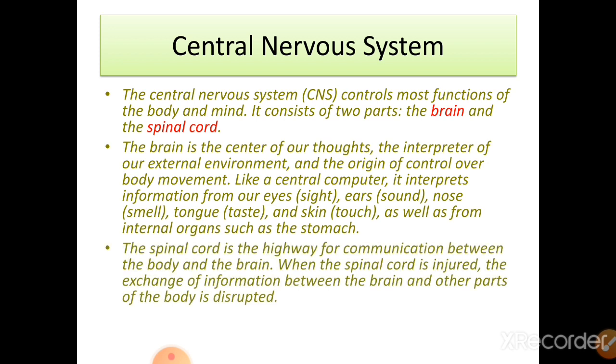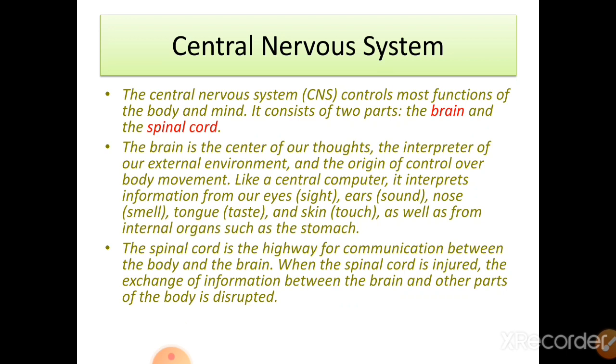The spinal cord is the highway for communication between the body and the brain. When the spinal cord is injured, the exchange of information between the brain and the other parts of the body is disrupted. So the spinal cord acts as a connection between the brain and the other organs. If the connection is injured, even if the brain functions, the body parts will not receive its signals, and the brain will also not receive signals from the body parts.